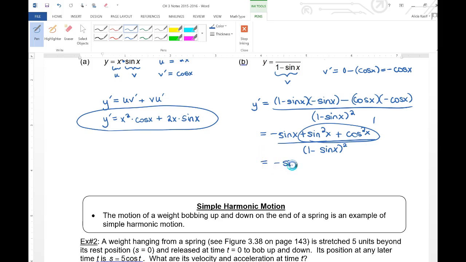So negative sine x plus 1 is the same thing as 1 minus sine x. So I'll be able to cancel this, and this becomes 1 over 1 minus sine x. Questions? Okay. So if we can simplify it, keep going, simplify it. But you see in the last one, there was nothing really to cancel. You don't want to do stuff like that unless you are able to cancel stuff out.